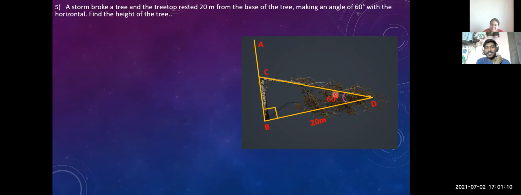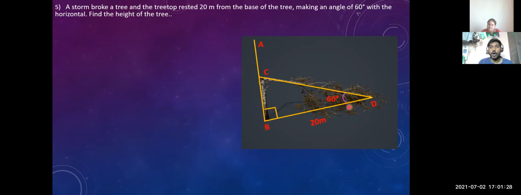The diagram is not perfect. Okay, the diagram is not perfect. AC will be big only, but AC and this tree, that has the length has to be the same. Okay, although it doesn't look the same, but theoretically it has to be the same.